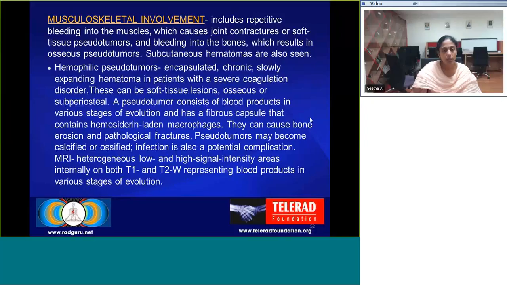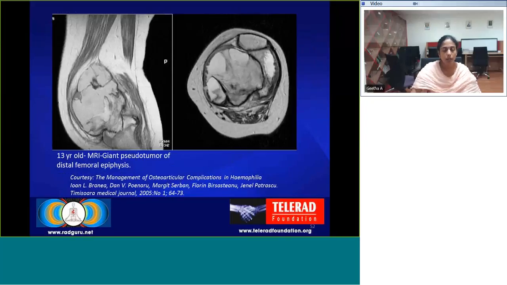On MRI, heterogeneous low and high signal intensity areas are seen within the pseudotumor on both T1 and T2, representing blood products in various stages of evolution. This is an example of giant pseudotumor of the distal femoral epiphysis. It shows a heterogeneous density in both the sagittal and the axial images.